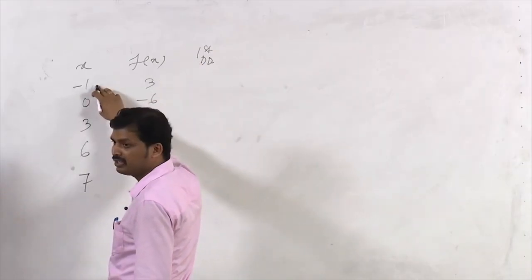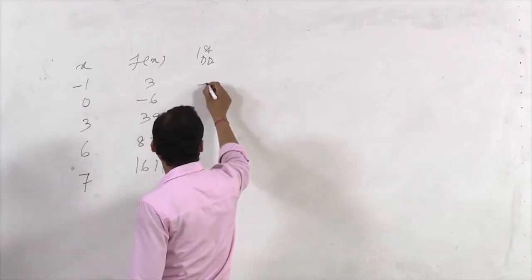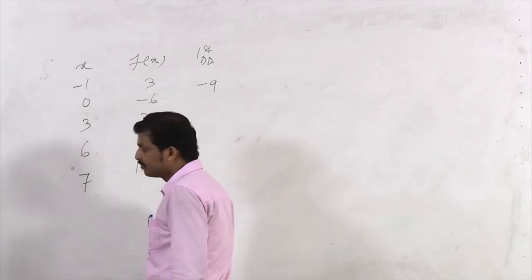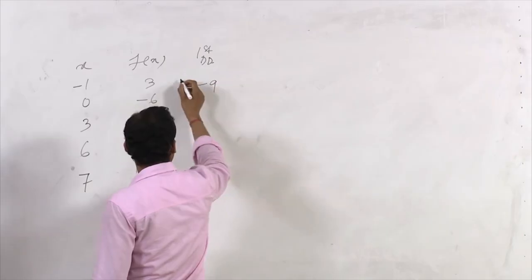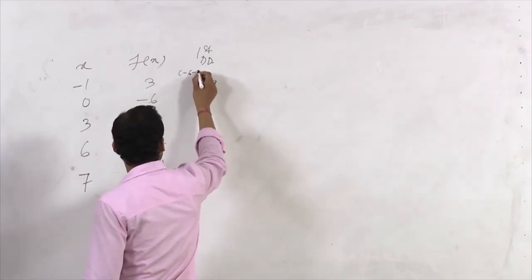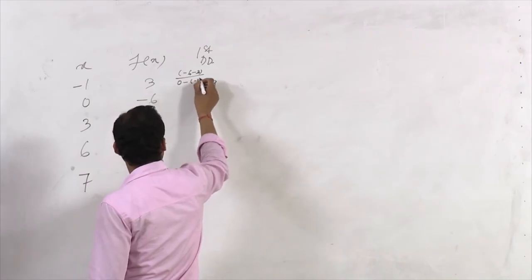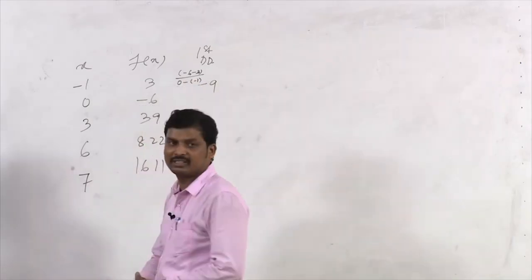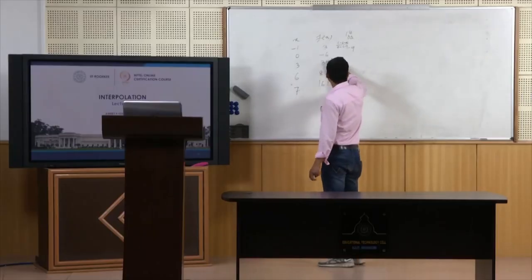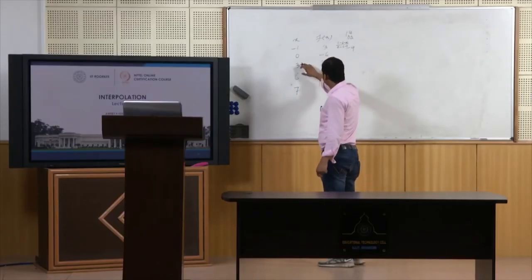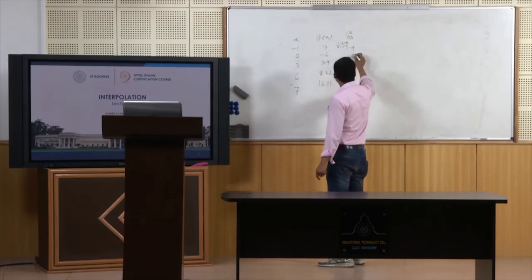So if you find the first divided difference here, this means minus 6 minus 3 divided by 0 minus of minus 1. So it gives the value of minus 9. Similarly, I can find the difference 39 minus of minus 6 divided by 3 minus 0, and that will give the value of 15 here.